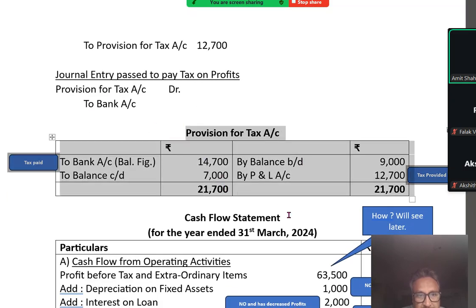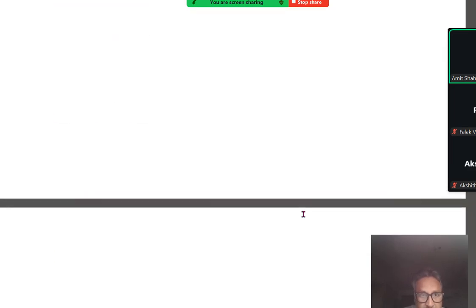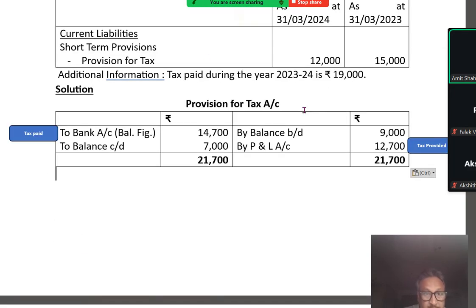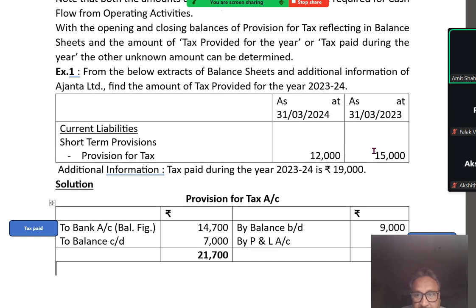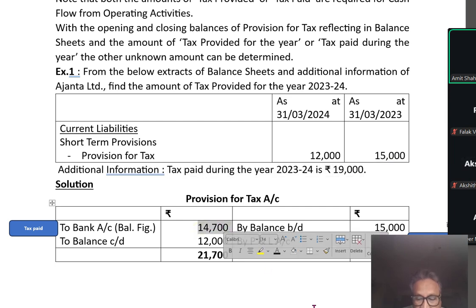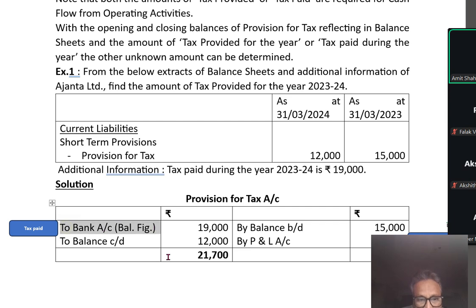Here, we will write opening balance of 15,000, closing balance of 12,000, and the amount of tax paid during the year is 19,000. That will come here on the debit side of provision for tax, for which we write to bank, and with this we get the balancing figure.